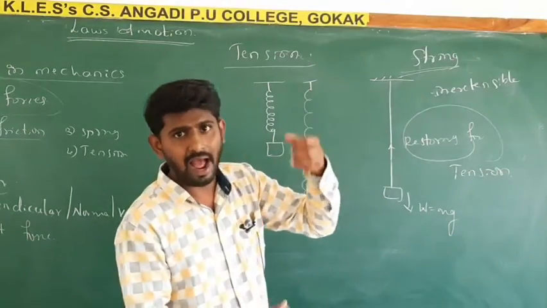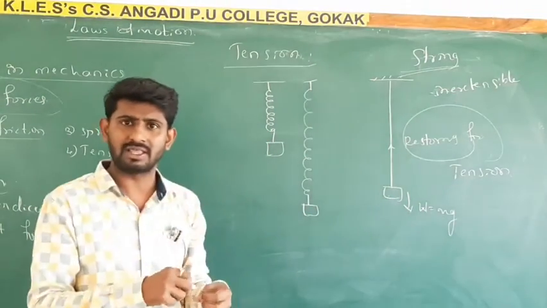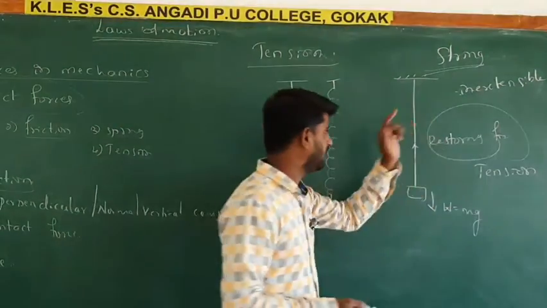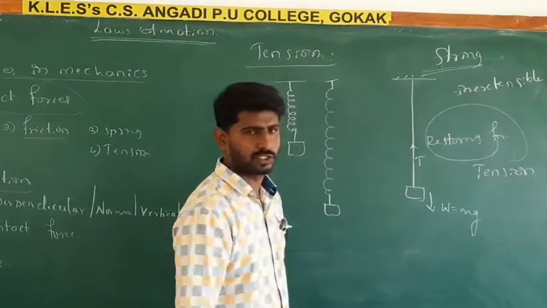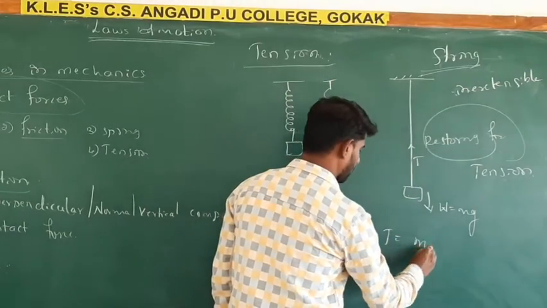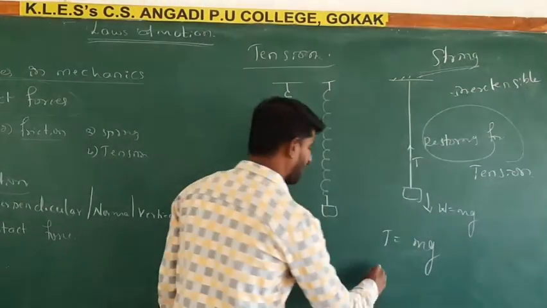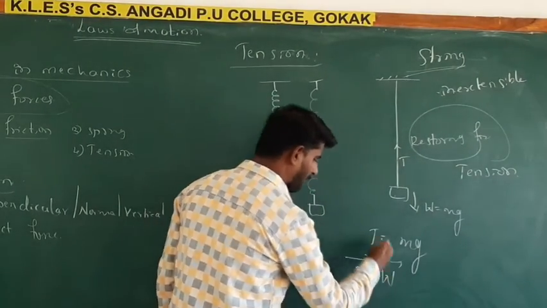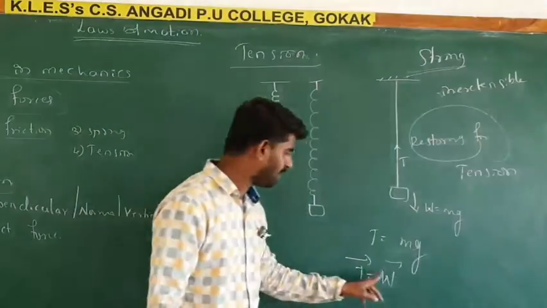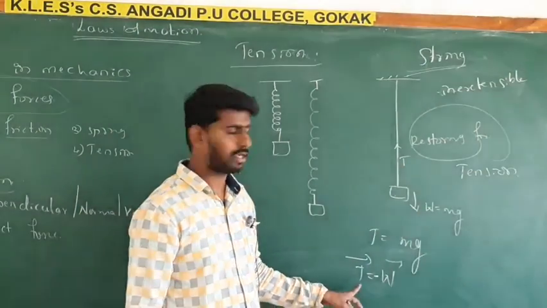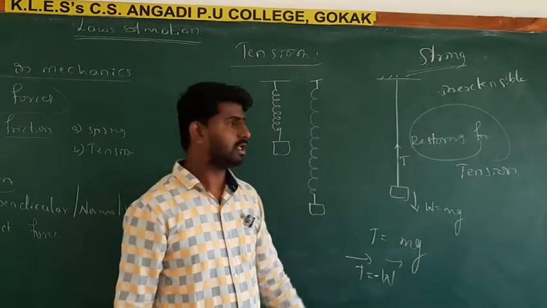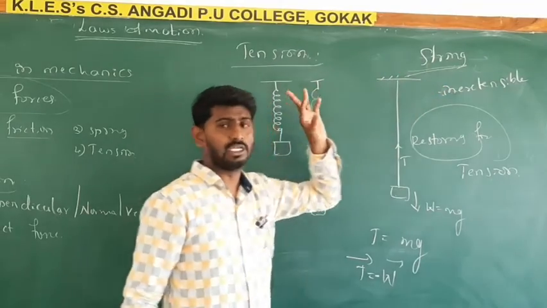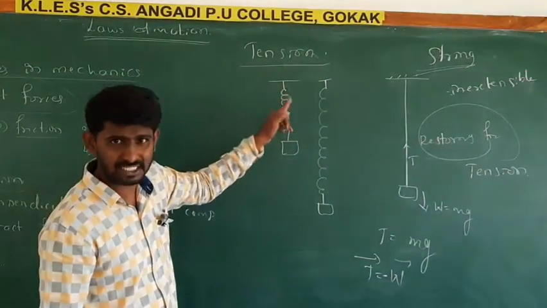What is the restoring force developed inside a string that does not stretch called? It is called tension. Right? Then how to write the value of T? I write this T. So this T is equal to mg, or you can write T is equal to weight. In vector notation, T is equal to minus W. T and W are equal and opposite, that's why T is equal to minus W. Tension is a restoring force in an inextensible string. Spring force is a restoring force inside the spring.